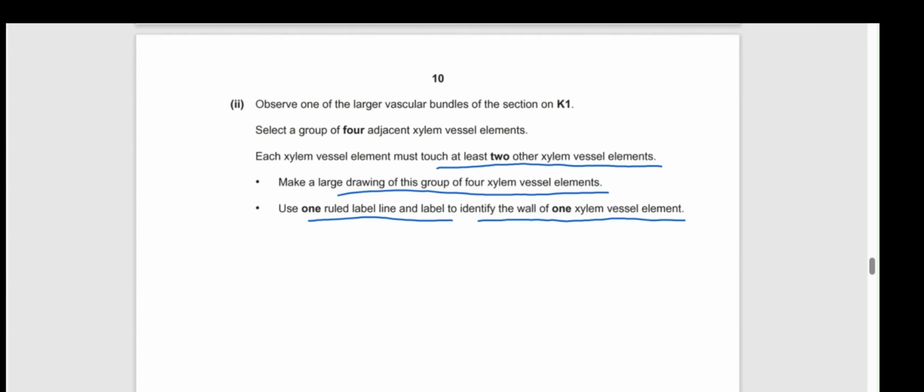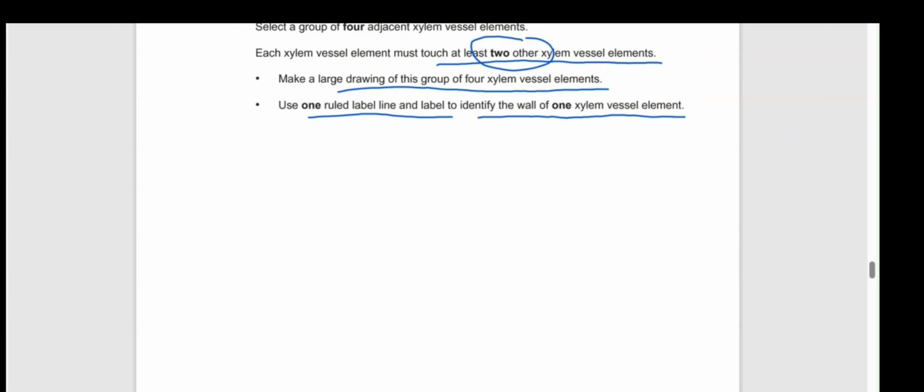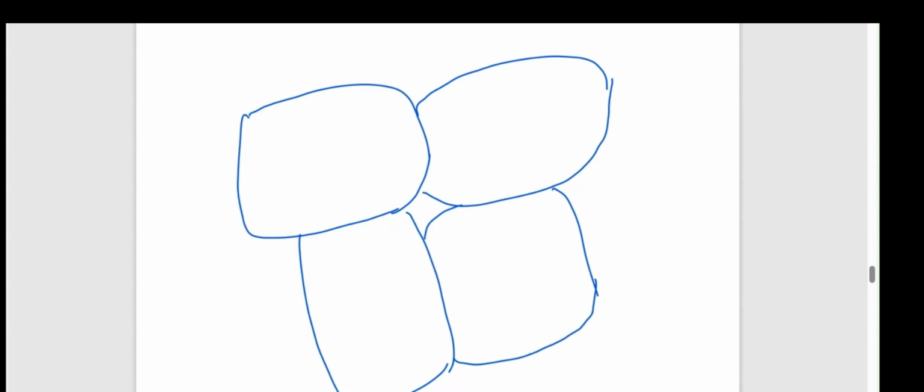Now, what we see here is that when they tell us that a cell must touch at least two other cells, the first thing is, whenever we have to make the individual cells, we select power 40 on the microscope. And when we have to show that each cell touches at least two other cells, that means the cells must be in two lines, in two rows. So if one of the cells is like this one and the other is like this one, the other two cells must be over here, so that the criteria they have set for the question is met.